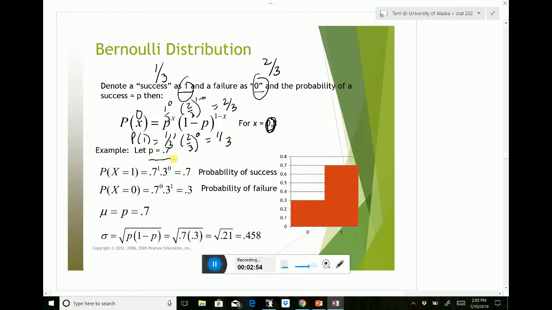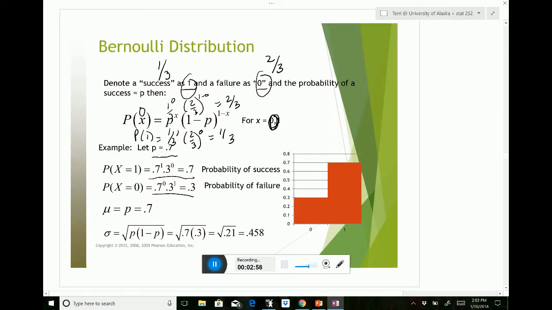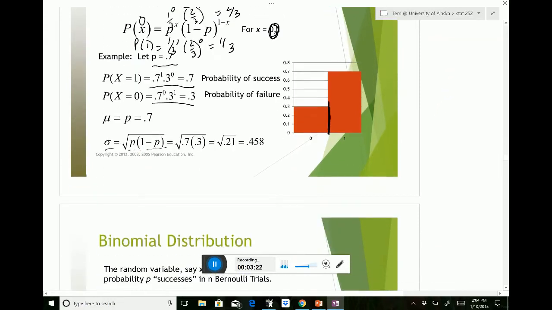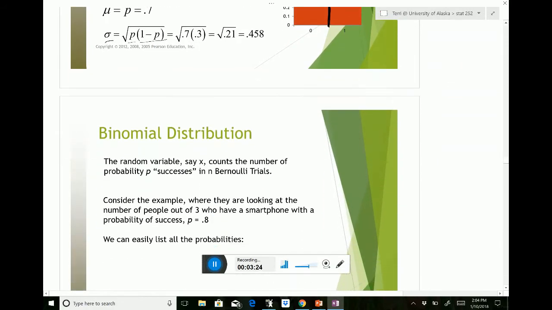So if p equals 0.7, then we have it this way. And then we have a histogram that looks like this, which is kind of silly. The mean is just 0.7. The mean is just p, okay? And the standard deviation is the square root of p times 1 minus p. So that seems a little bit trivial, so let's bring it on to the binomial distribution.